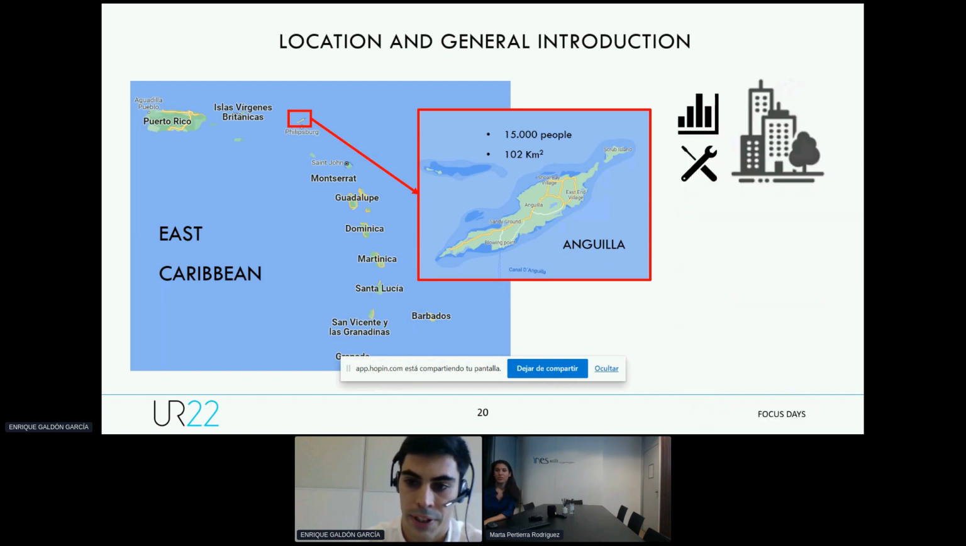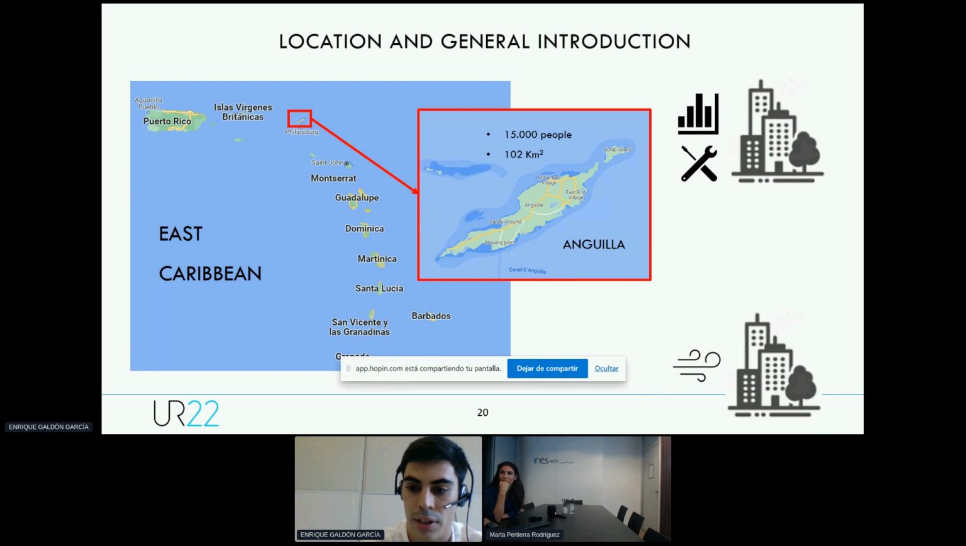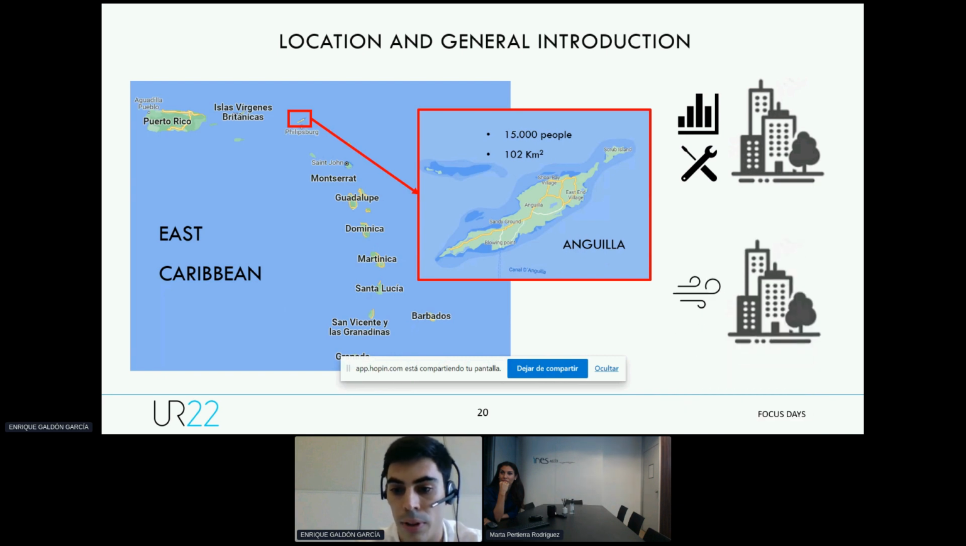Well, the first objective of this project is to try to create a tool that helps the government of Anguilla to manage the maintenance of different buildings, and this tool also enables predicting more or less the behavior of the buildings against heavy rain or against a hurricane.